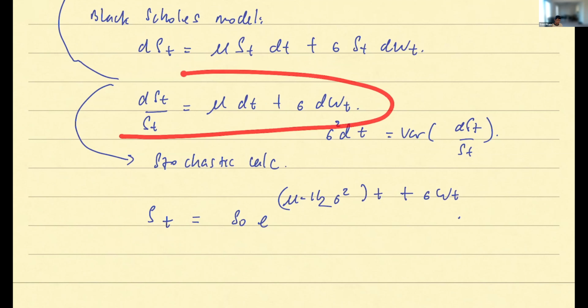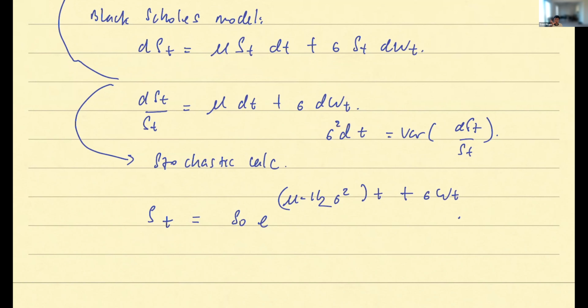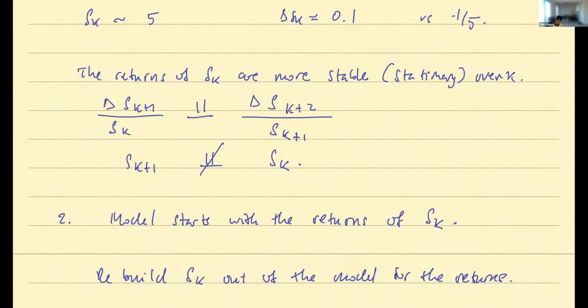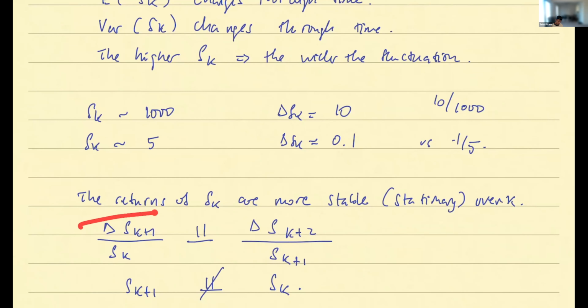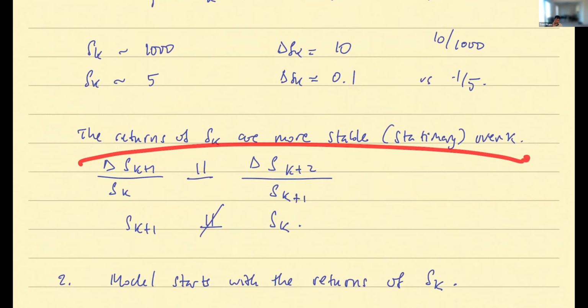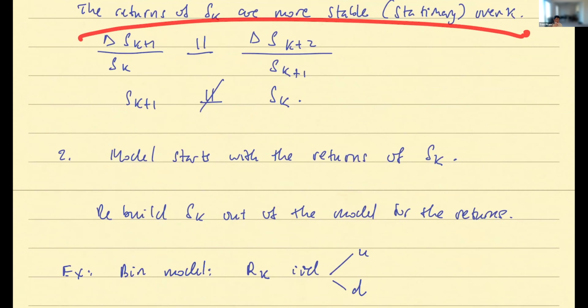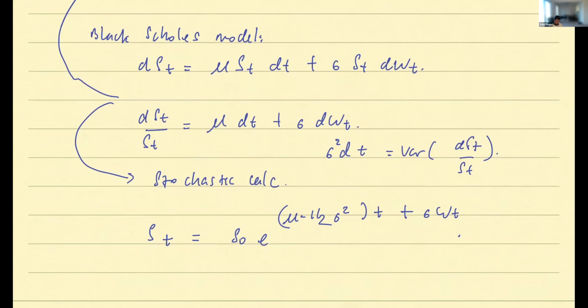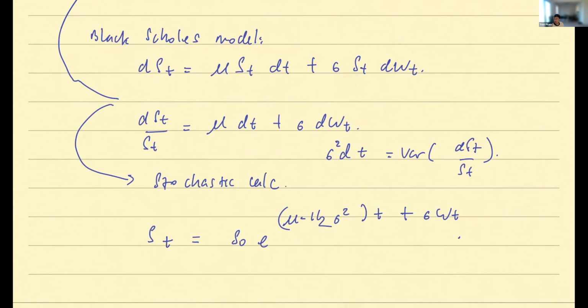But the fundamental modeling idea is that we start from modeling the return. Why? Because the return is the stable object. The return of the stock is IID over time, and that's where we start. That's the foundation of why we are modeling this way. Any question?